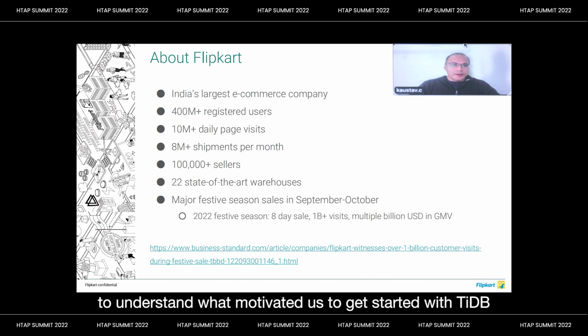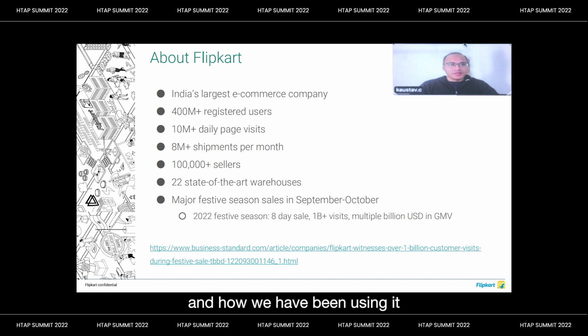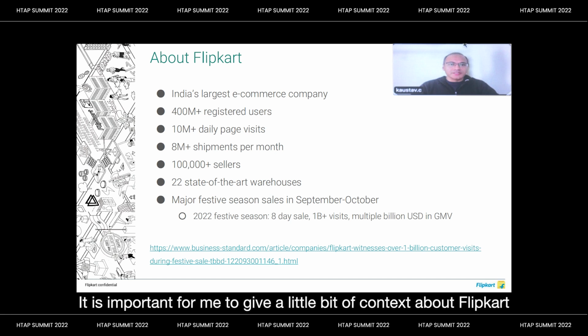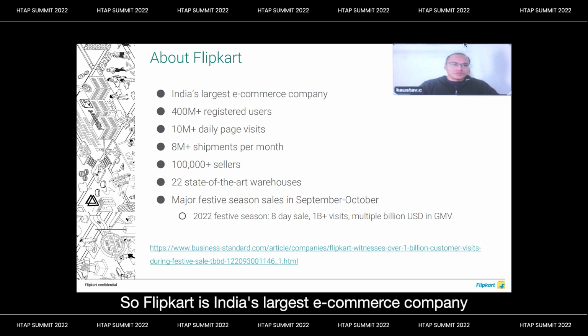Now to understand what motivated us to get started with TiDB and how we have been using it, it is important for me to give a little bit of context about Flipkart. So Flipkart is India's largest e-commerce company. And when we are talking about India, we are talking about a country with a population of about 1.4 billion people, of which about 700 million are estimated to be internet users. So naturally, as the largest e-commerce company in India, we are talking about massive scale.